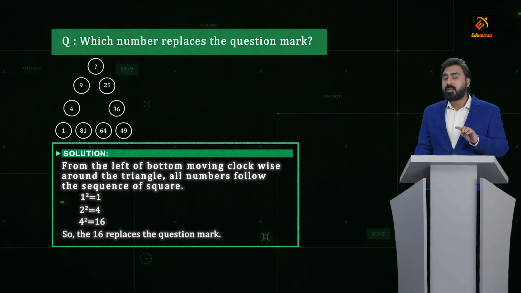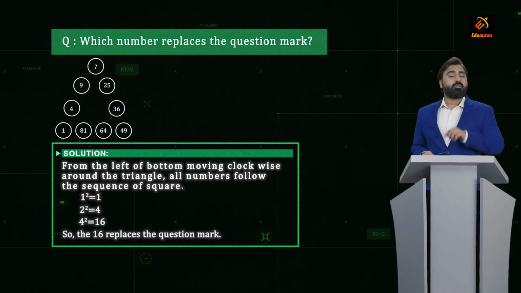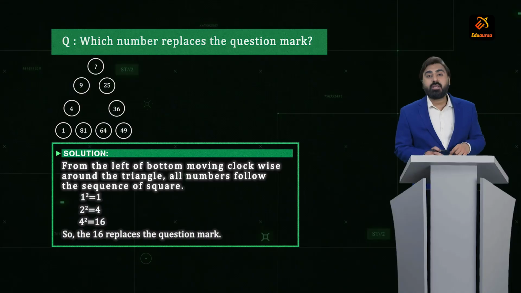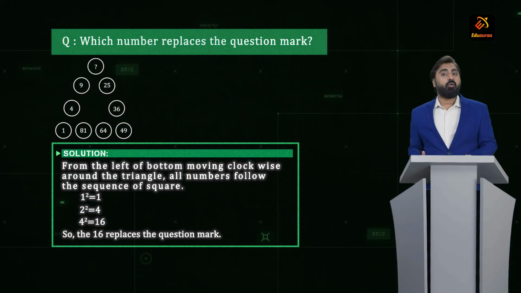So that means logically, if we see, which number is missing? Square of 4, that is 16. So what is that missing number, students? It is basically 16, which is square of 4. And this is how we find our missing number.